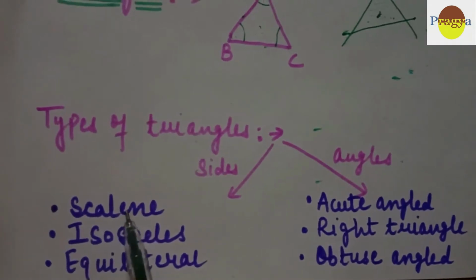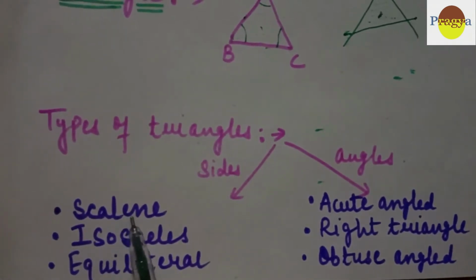What is a scalene triangle? Scalene triangles are those triangles in which all sides are different. All means all 3 sides of a triangle are different. Then we call it a scalene triangle. What is an isosceles triangle? Isosceles triangles are those triangles in which 2 sides of a triangle, it means out of 3, 2 sides are equal to each other. What is an equilateral triangle? Equilateral triangles are those triangles in which all 3 sides of a triangle are equal to each other. So we call it an equilateral triangle.